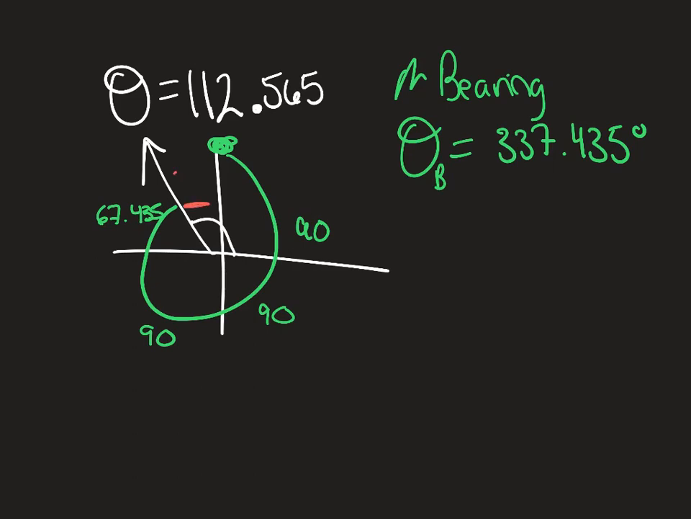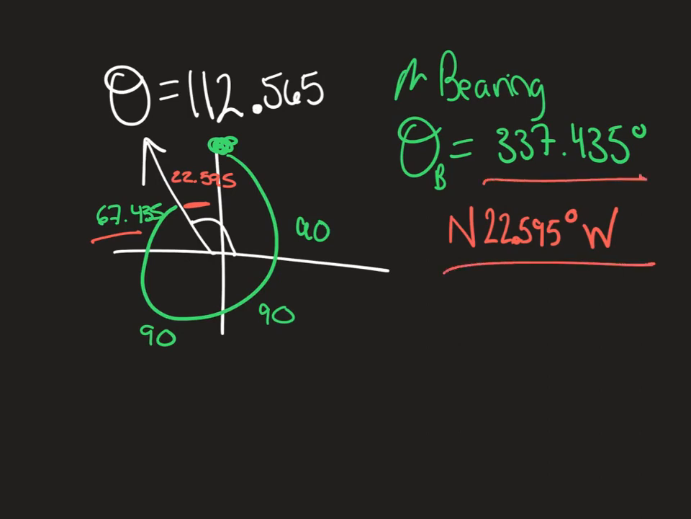We also could have said that this piece in here is 22.565. I did that because 90 minus my 67 over here, because every quadrant's worth 90. And then we could have said something like, go to north and go 22.565 degrees towards west. So any one of these, the white, the green, or the red, would have been an acceptable answer for the angle. They're all acceptable. So hopefully this gives you a hint of how to do the word problems.